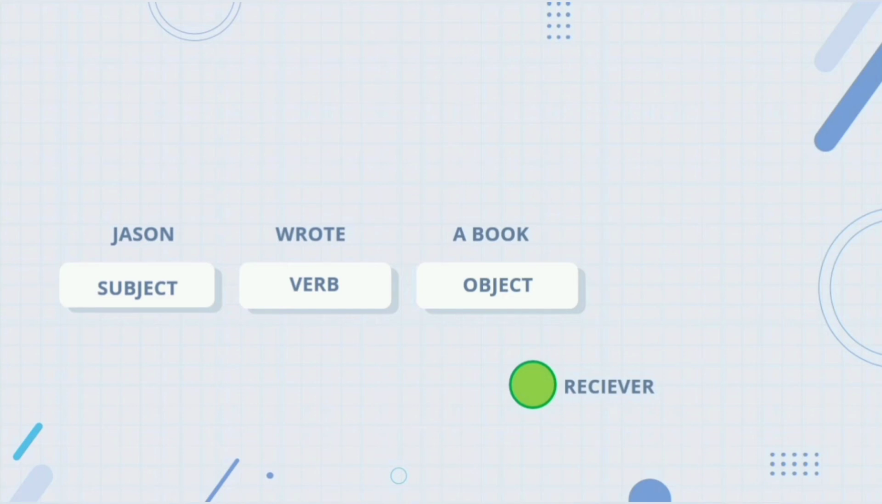The next sequence is the subject-verb-object structure. You use this structure when a verb requires a recipient. For example, the sentence, Jason wrote a book. The word wrote requires a recipient, and the recipient is the phrase a book.